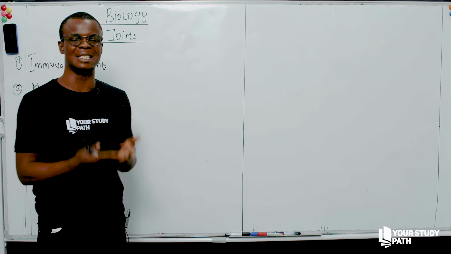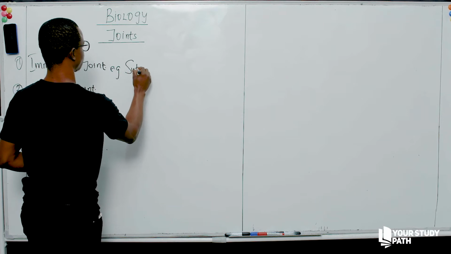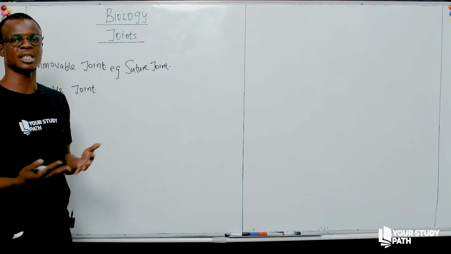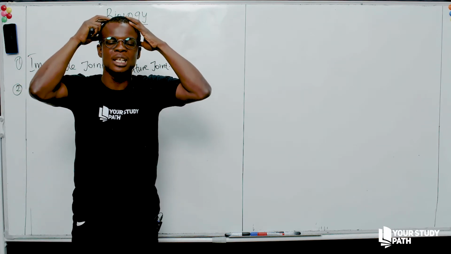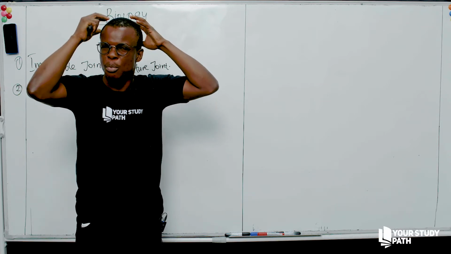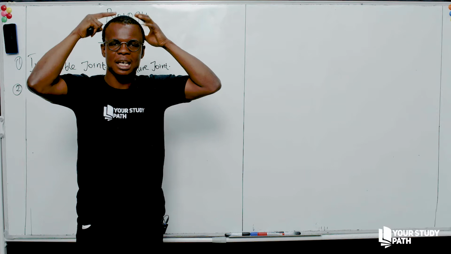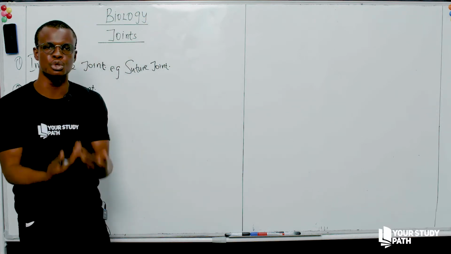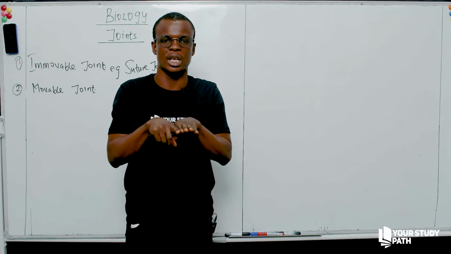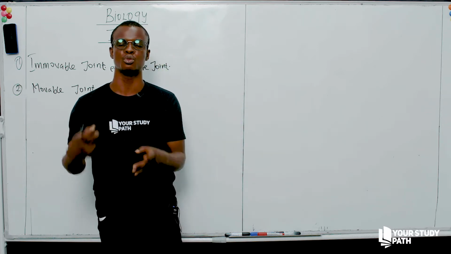What exactly is an example of an immovable joint? An example is the suture joint. And the suture joint is located where? It's located on the head. If we look at the cranium, we realize that we have various small bones attached together. When we say the word suture, it simply means that two things are gummed together, or attached together. However, they cannot move or rotate.